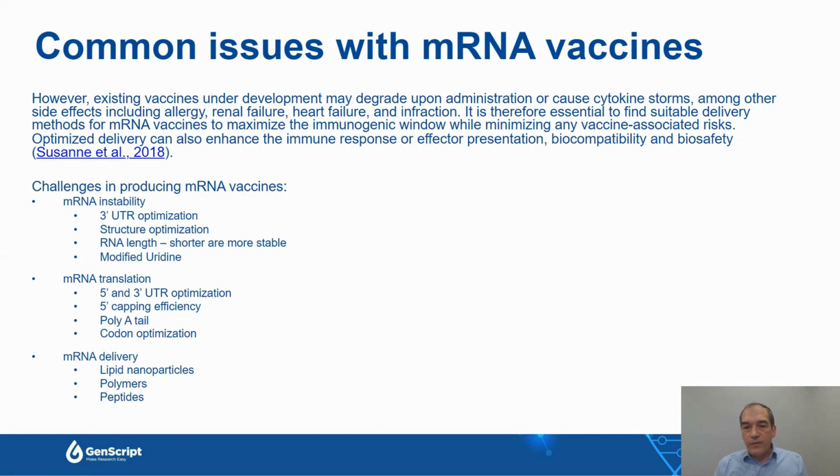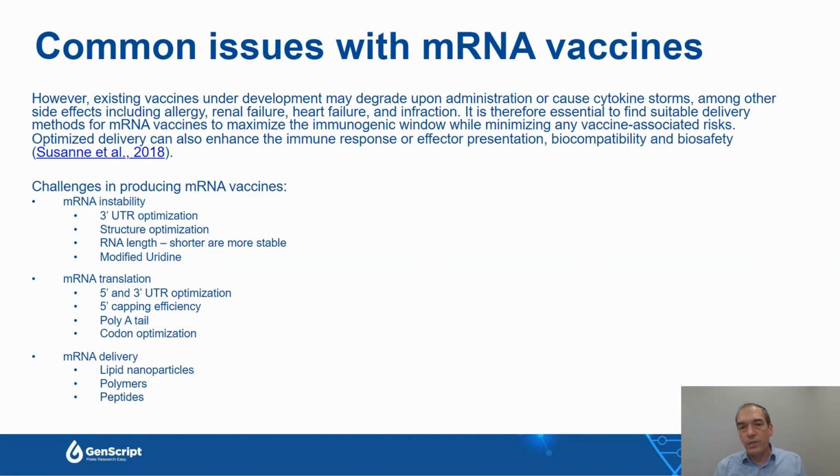mRNA vaccines are very effective. As we can see from the COVID developments, they were developed very quickly and they seem to work very effectively. However, they have some challenges. Sometimes during application, they can cause cytokine storms. Some other side effects could be allergies, renal failures, heart failures, infarctions. Therefore, they have to be optimized very carefully. The sequence, the structure, the delivery mechanism, the dosing, all these parameters need to be optimized in order for the vaccines to be effective and safe.